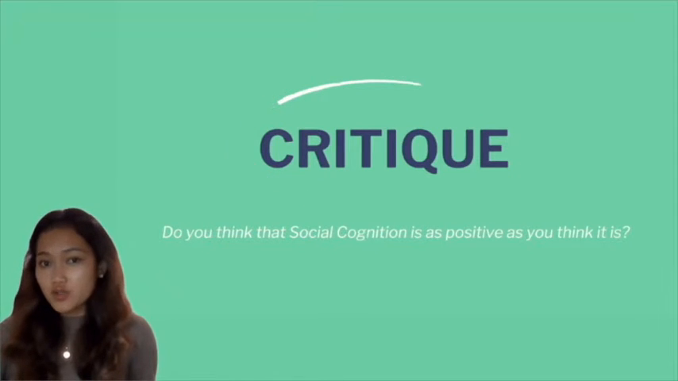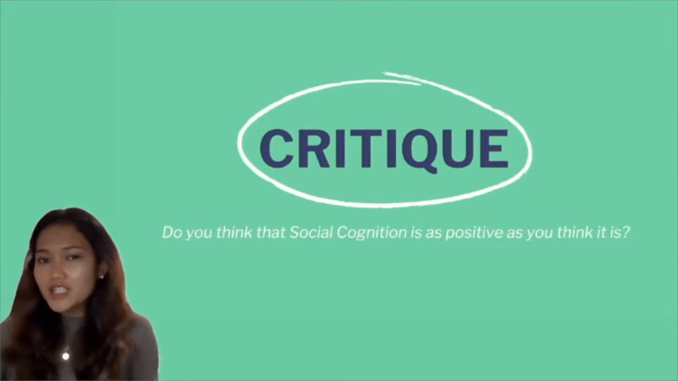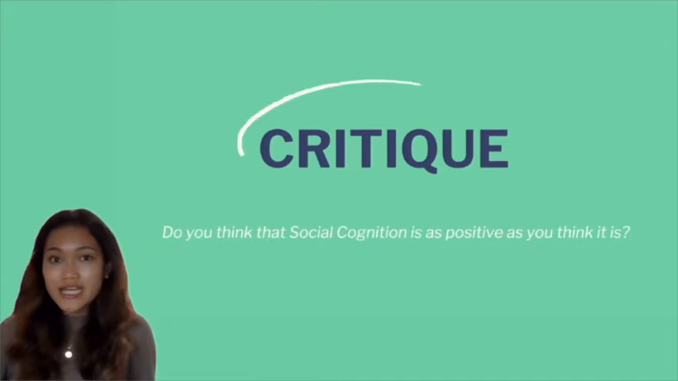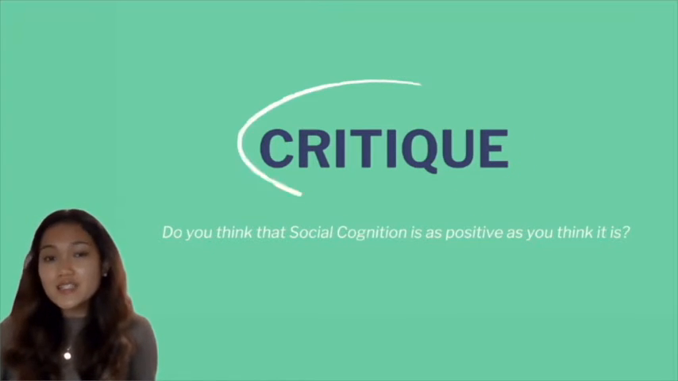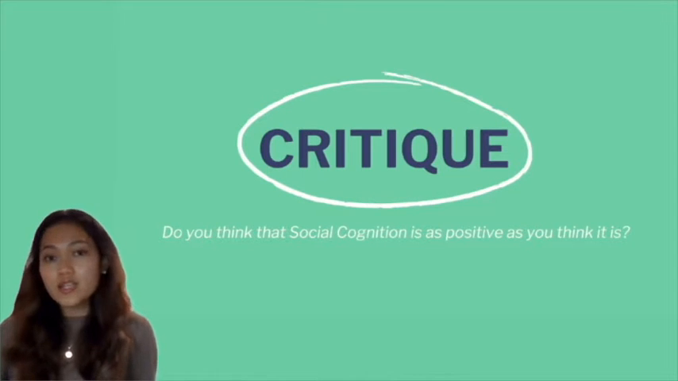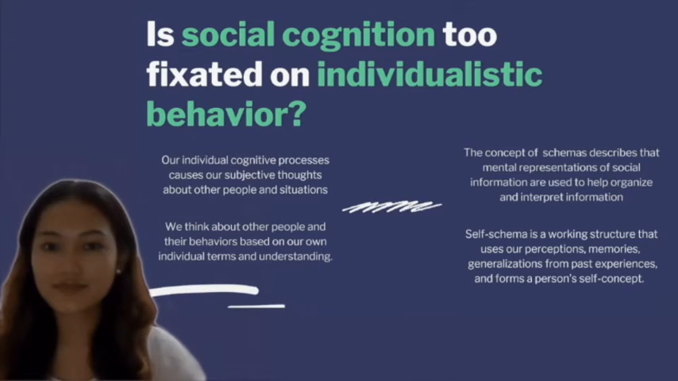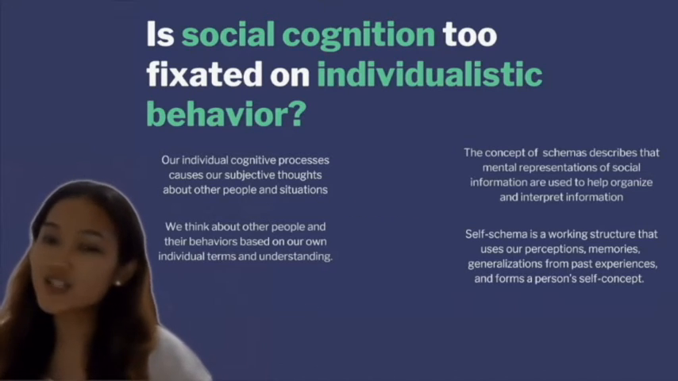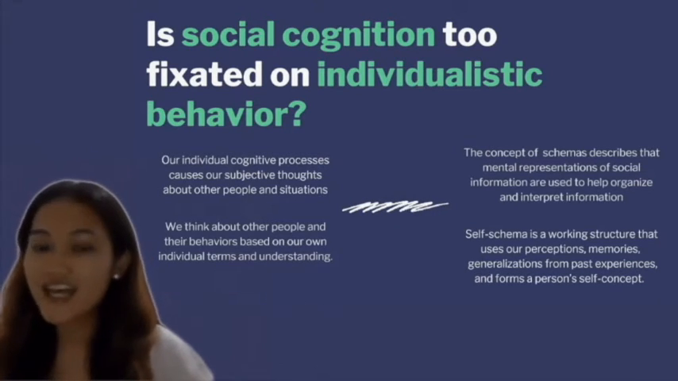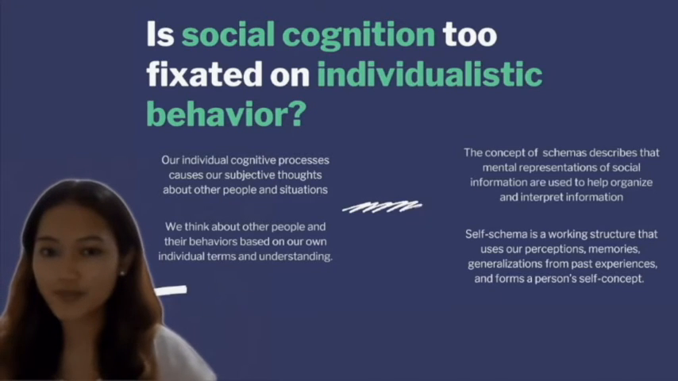Now that we have seen how important social cognition is in our lives, what are the bad sides about social cognition? Do you actually think that social cognition is as positive as you think? Let's start with, is social cognition too focused on individualistic behavior? In this part of the presentation, we are going to talk about the relationship of social cognition and individualistic behavior.